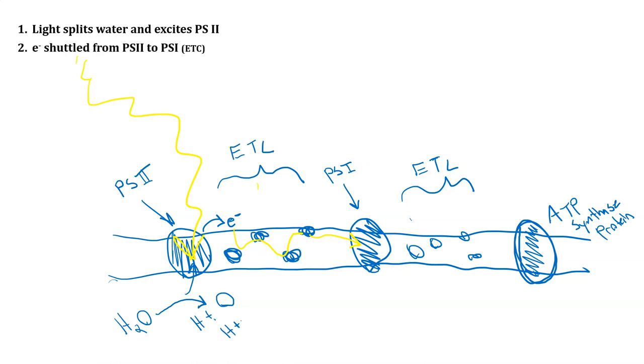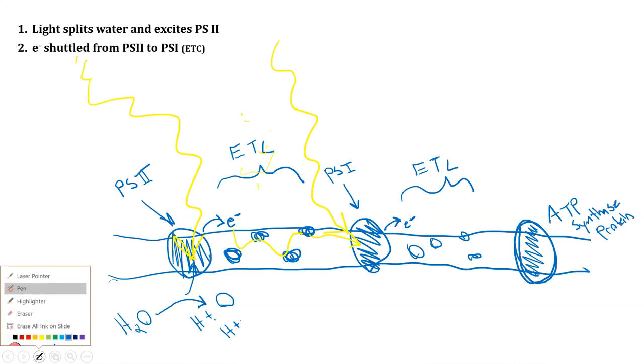Then light also strikes photosystem 1. Same deal as photosystem 2. It excites the photosystem, all the pigments inside of it, until they get so riled up that they eventually eject out the electron again. And then the electron's going to do kind of the same thing. It's going to travel across.